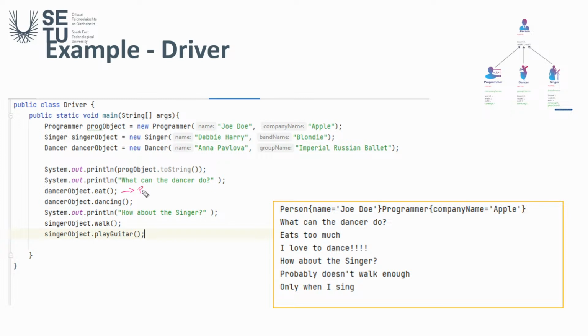That was a method that was in person. The dancing, that was a method that was in dancer. And it's still the dancer object. When it calls eat, it looks in its own class, and if it doesn't find it, then it goes up and it finds it in the person class. The .dancing is a method in dancer, so when we call it, it's executed from the dancer class.